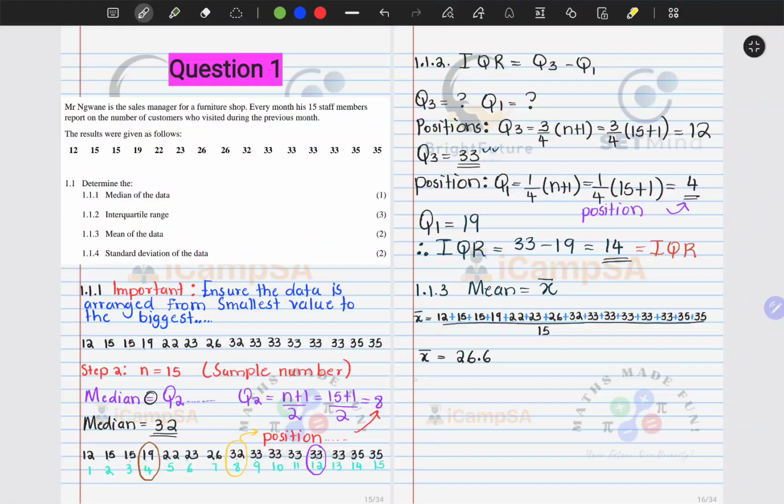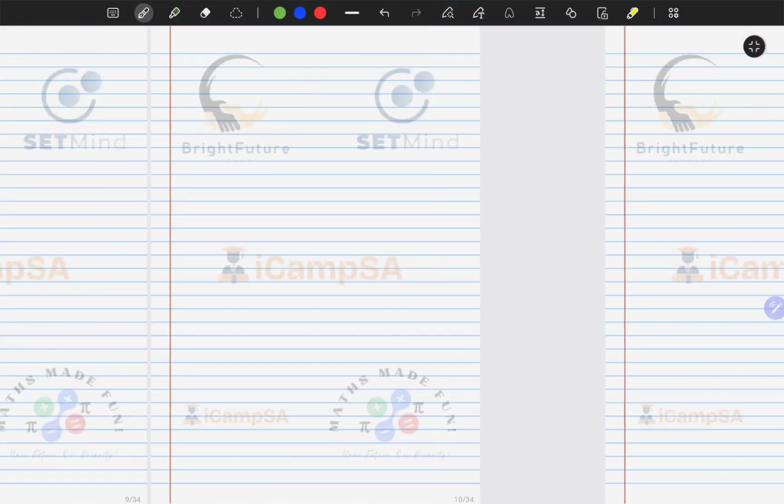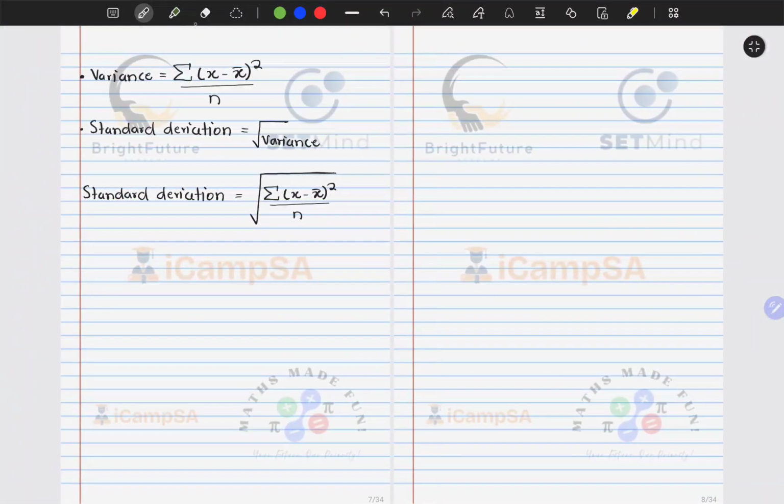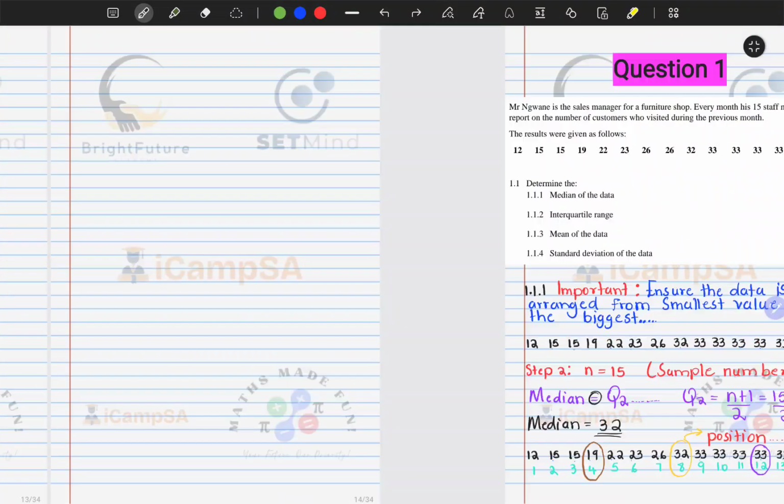And then let's go ahead and have a look at 1.1.4. And 1.1.4 focuses on standard deviation. Remember, according to what we learned here, standard deviation is given by this here, where we need to do x minus our mean, and then we square that. And for that, I'm going to make a table.